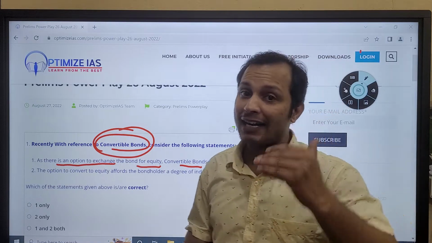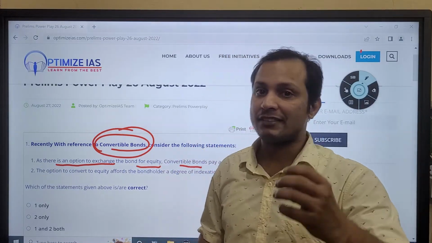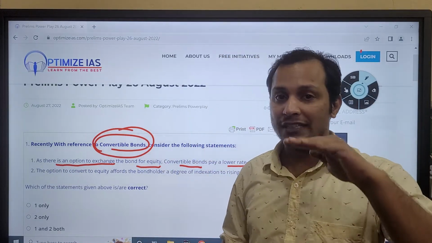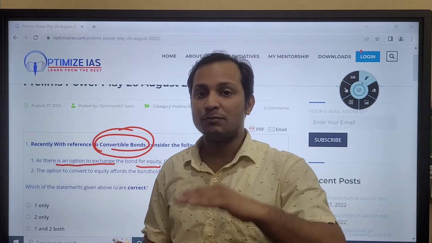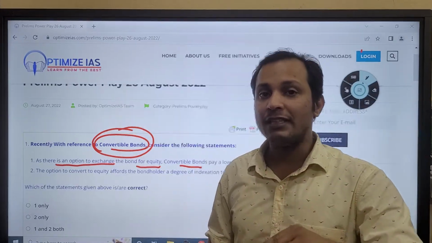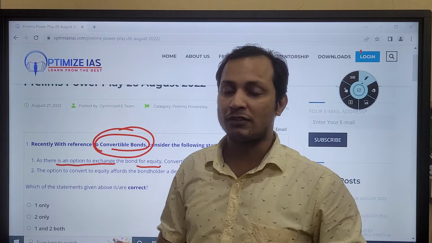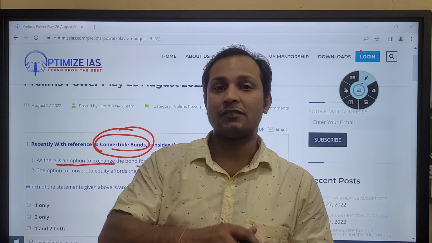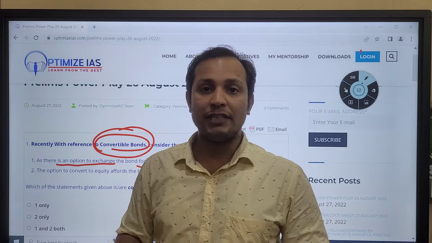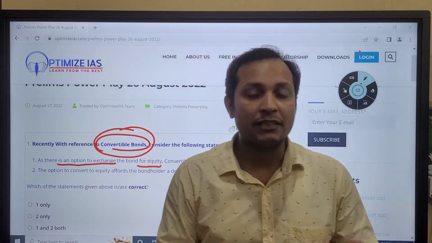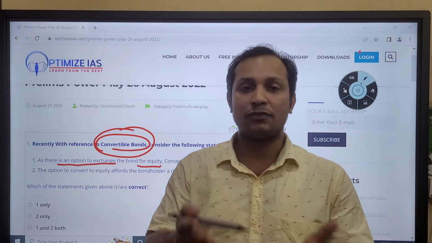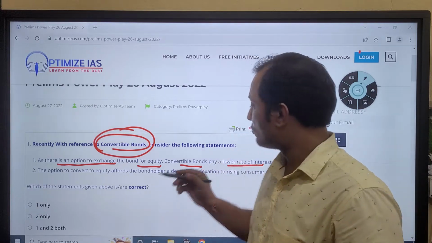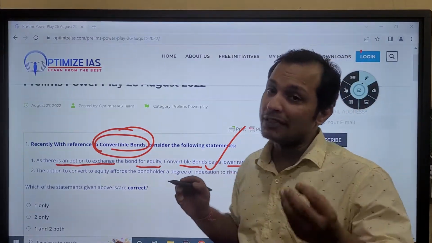So this is an added advantage which the investor gets. Therefore, the interest rates on such bonds are relatively lesser than the normal bonds, which is common sense because it is giving you some advantage. You can convert it into equities. In normal case you cannot convert it, so it is giving you some advantage. Therefore, it is a true statement. It will pay you little bit lower interest.